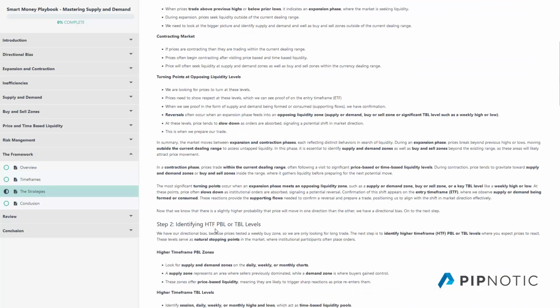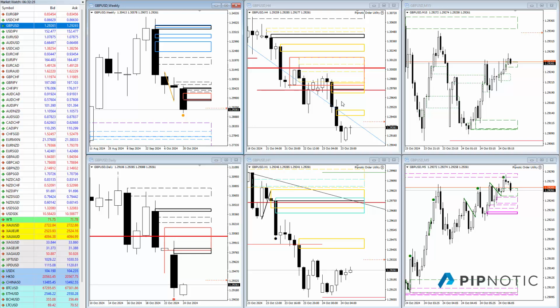And then we look for price-based liquidity or time-based liquidity. Okay, this we discuss in great detail. And I want to see that. I want to see prices visiting these zones. They're going to be either entry time frame or higher time frame. Okay, this one here, you can see prices are going down, and on the higher time frame, this is going to be price-based liquidity, because this is a sell zone in this 4-hour move lower.